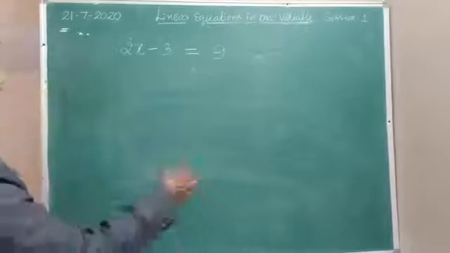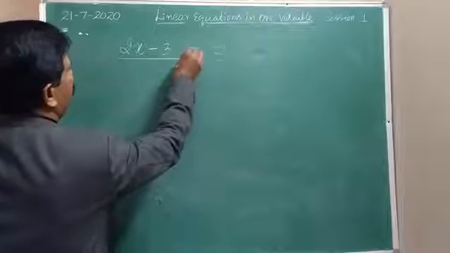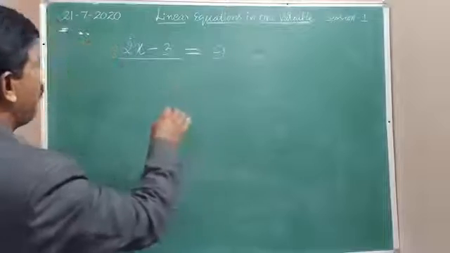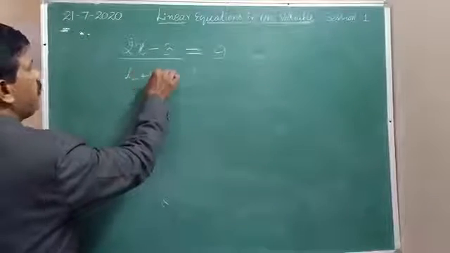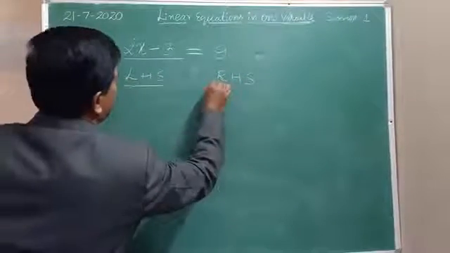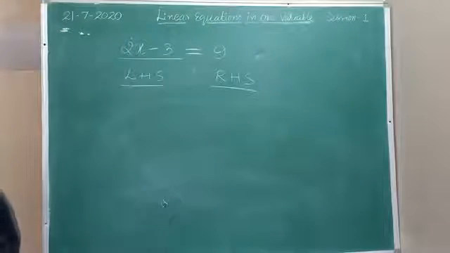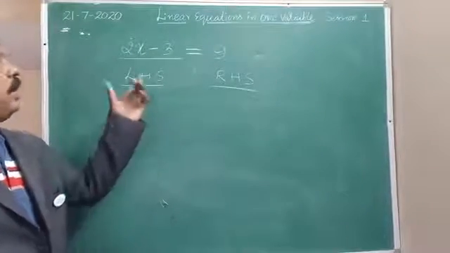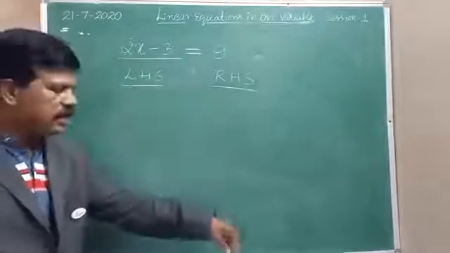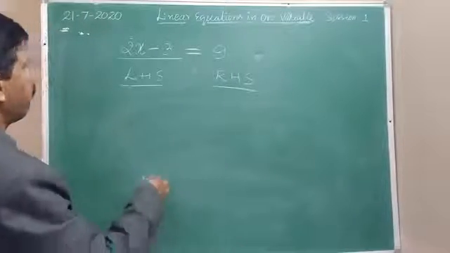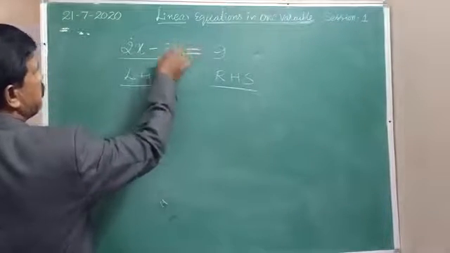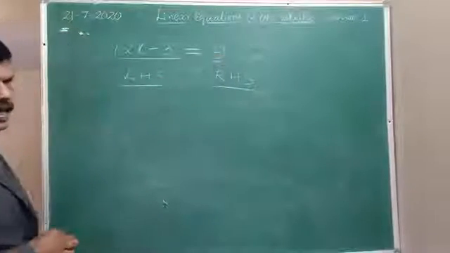Clear? Now, from the equal symbol, what is on the left hand side is called the left hand side, and this is called the right hand side. So, two things: left hand side and right hand side. An equation consists of two parts, one is the left hand side, another is the right hand side. In 2x minus 3 is equal to 9, this is the left hand side and this is the right hand side.